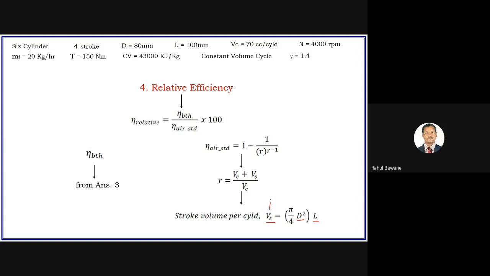Once we know the stroke volume, put here, we get the compression ratio. Once we have the value of compression ratio, we are easily able to calculate air standard efficiency. Put these two efficiencies here, so we get the relative efficiency. Intentionally, I don't calculate the values here, because I found many students directly copy the final answer, or maybe there is a variation in the answer, but they just blindly follow the answer. So this question you have to solve and find out the values.